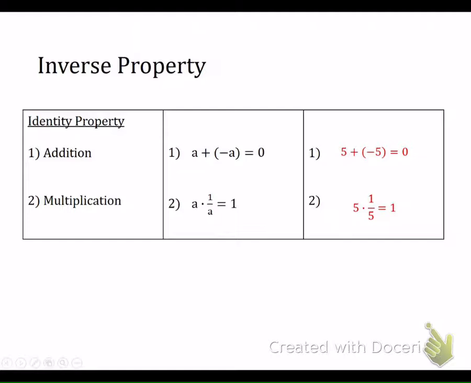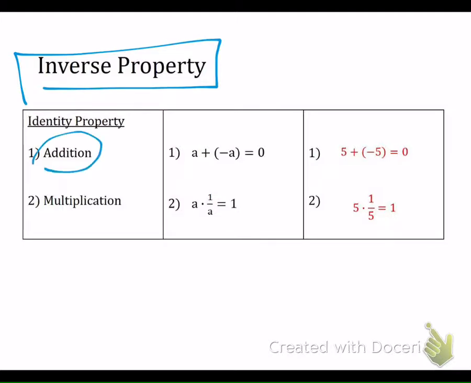All right, the inverse property. Inverse undoes something. So in math, if we use the inverse, we want to undo the operation. So to undo addition, you add the opposite. If I want to undo an A, I would add a negative A. If I want to undo a 5, I would add a negative 5. So when I add opposite numbers, I end up with 0. That's what the inverse property says.